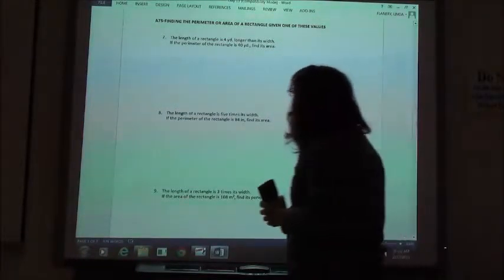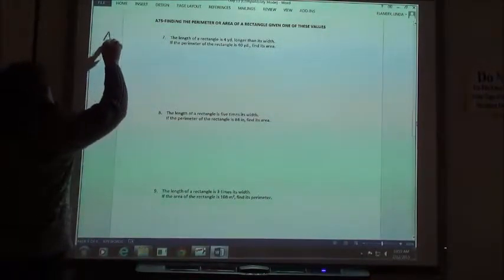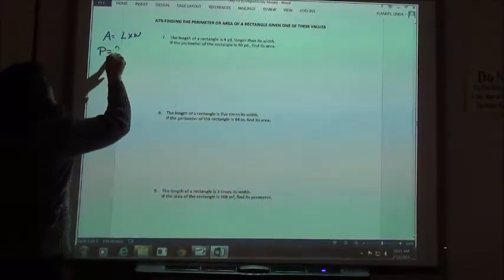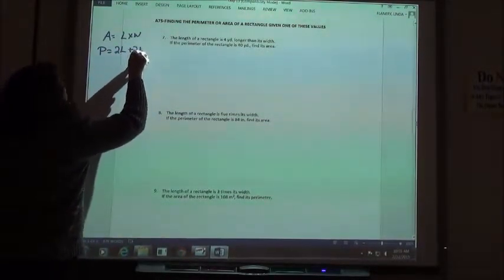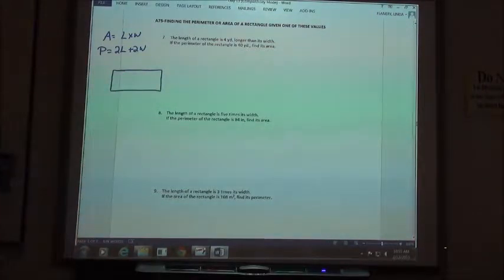Area, perimeter of a rectangle, we of course have formulas for that we need to know. Area formula is length times width. Perimeter formula, 2 lengths plus 2 widths. So in these ones we're going to be working with rectangles. I like to draw pictures, so I'm going to draw a rectangle to start with.